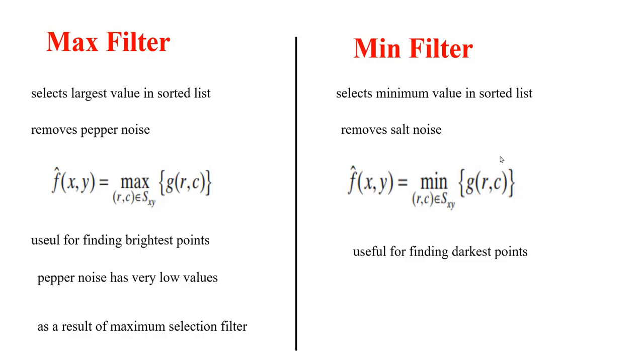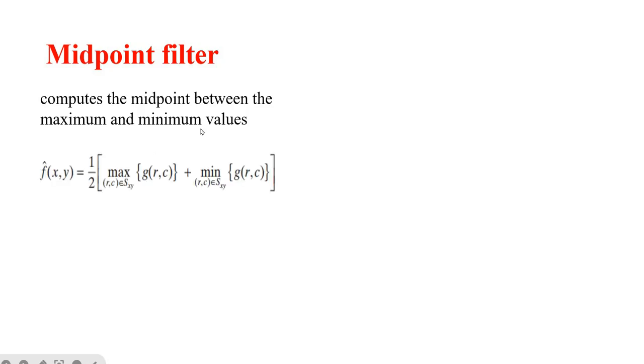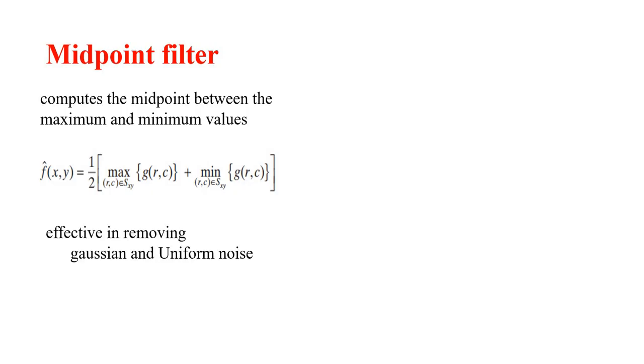Now the next type of filter is the midpoint filter. The midpoint filter selects the midpoint, which is the average of the minimum and the maximum, and it is very effective for Gaussian noise and uniform noise. That is, it can be used for removing these two types of noise, and it is given by this expression here. This filter combines order statistics and averaging.